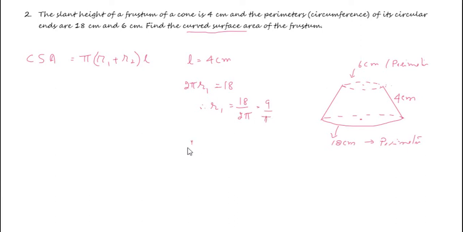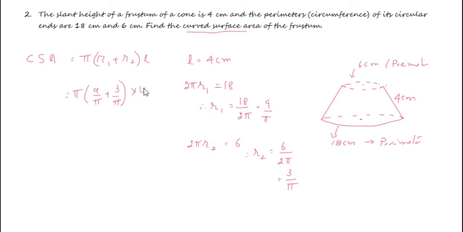2 pi R2 equals 6 centimeter. Therefore R2 is equal to 6 divided by 2 pi, or this is 3 divided by pi. Let us substitute those things here. So it is pi into (R1, which is 9 divided by pi, plus R2, which is 3 divided by pi) into L.